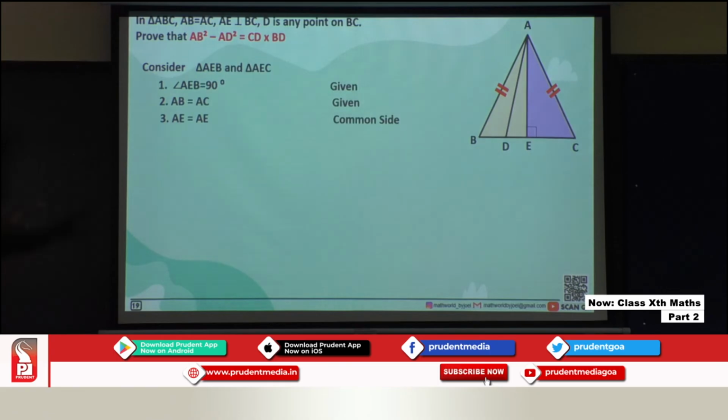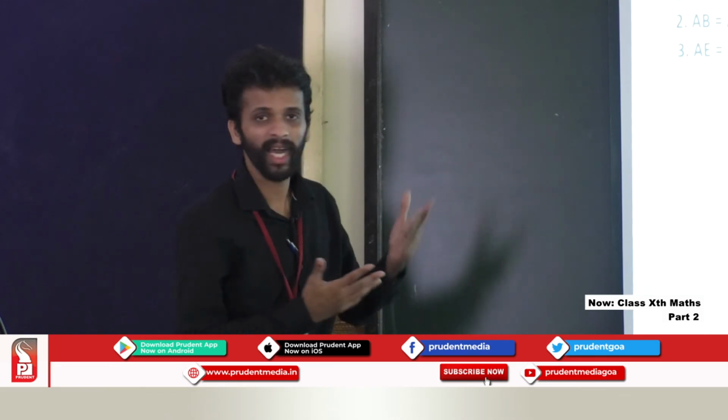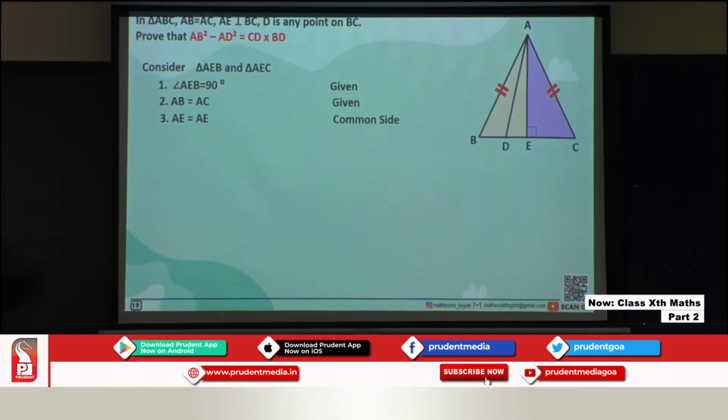Correct. So now, what are the 3 pieces of information that we have? We have 2 sides and 1 angle, and the angle is a right angle, plus we are talking in terms of the hypotenuse side. So I can say that these 2 triangles are congruent by the RHS test, because there is a right angle, there is a hypotenuse involved in it, right? So I can say triangle AEB is congruent to triangle AEC, and it is because of the right hypotenuse side congruency test.